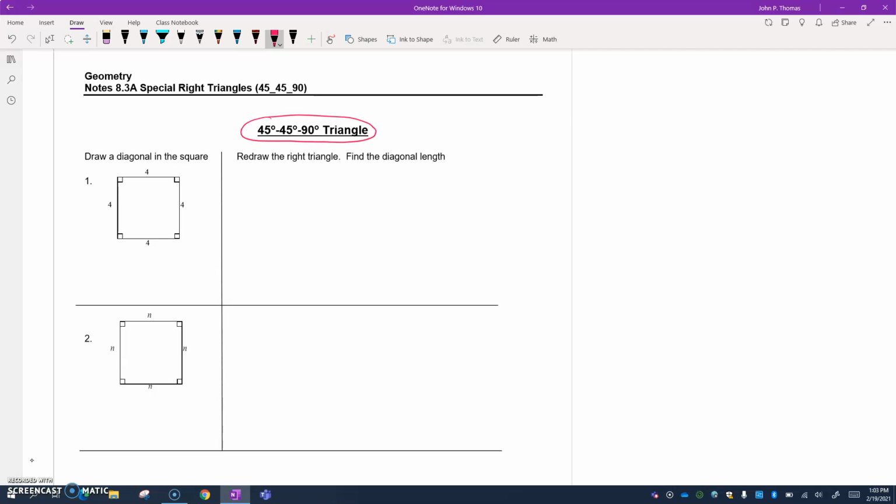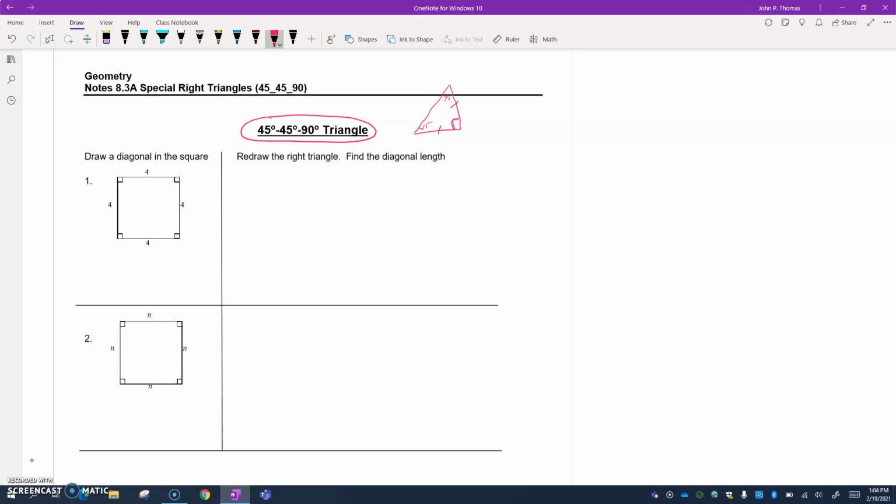Now, when they say 45, 45, 90, they're talking about the angles. So we've got a 45-degree angle, 45-degree angle, and a 90-degree angle in a triangle, which really means it's going to be an isosceles right triangle, because we've got that 45 on each side, so we know those opposite legs are congruent. Now, just a quick little exploration to get us to a rule.